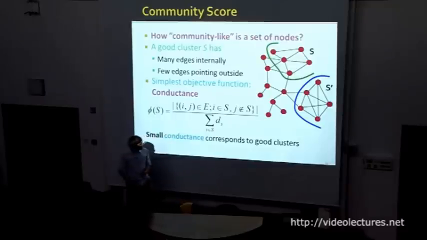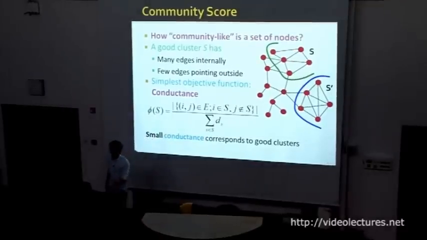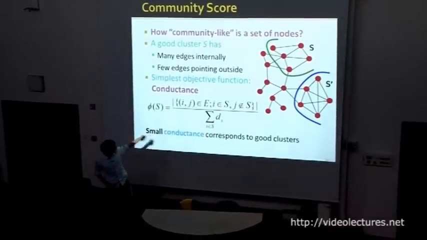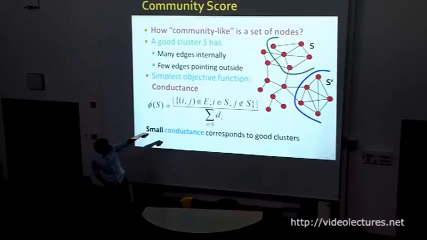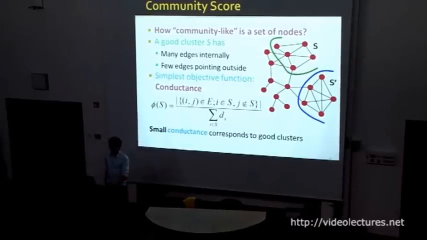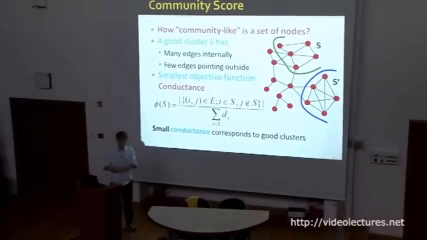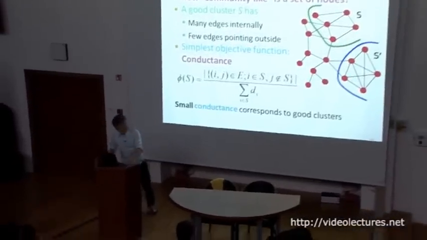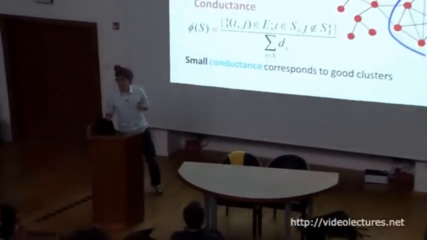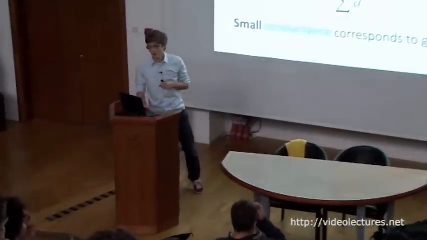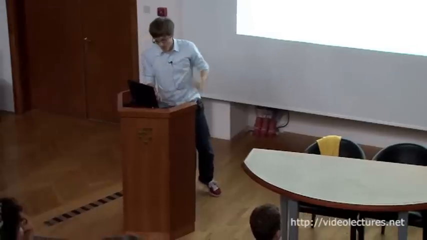And I take this ratio. The smaller the ratio, the better the community, right? So the conductance of set S prime is smaller than the conductance of set S, okay? So that's the first thing we need to have. It's basically the simplest formalization of this intuition that I started with all along. Okay, so now I have the first thing.